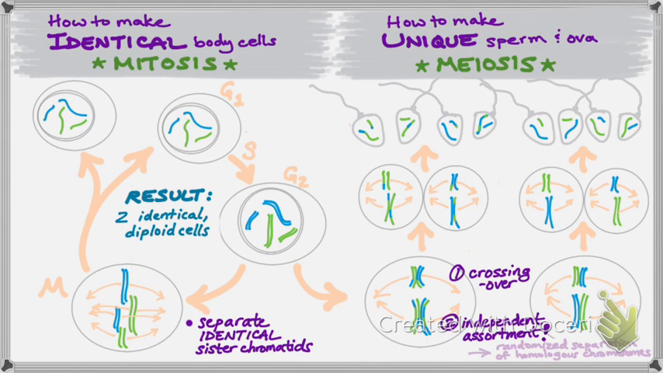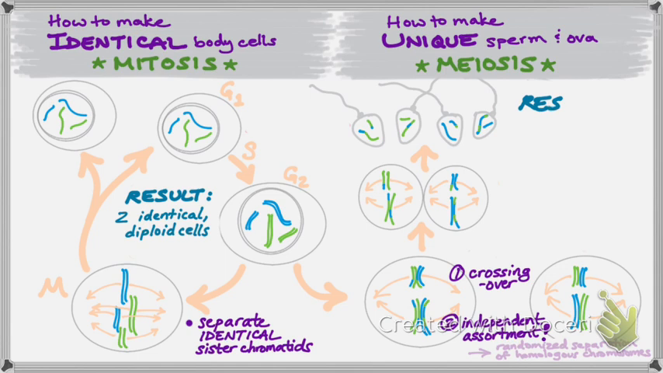I'm not drawing this for the eggs because that would be a little bit awkward in terms of sizing on the screen. It's also worth knowing eggs tend to be much larger, and instead of producing 4, you typically produce 1. The other cells are tiny and end up being absorbed. But that's not something we want to focus on a lot.